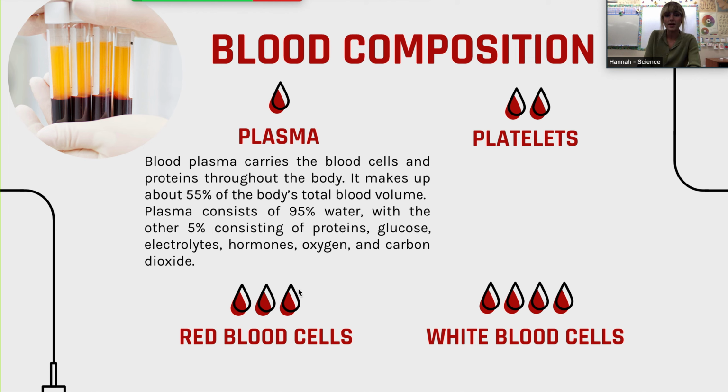So plasma is what's going to carry the blood cells and proteins throughout the body. Think of it as like the stuff that everything else moves in. It makes up about 55% of all of our body's total blood volume, and it's made of up to 95% water, so it's pretty much water. And then the other 5% is going to be proteins, glucose, electrolytes, hormones, oxygen, and carbon dioxide.